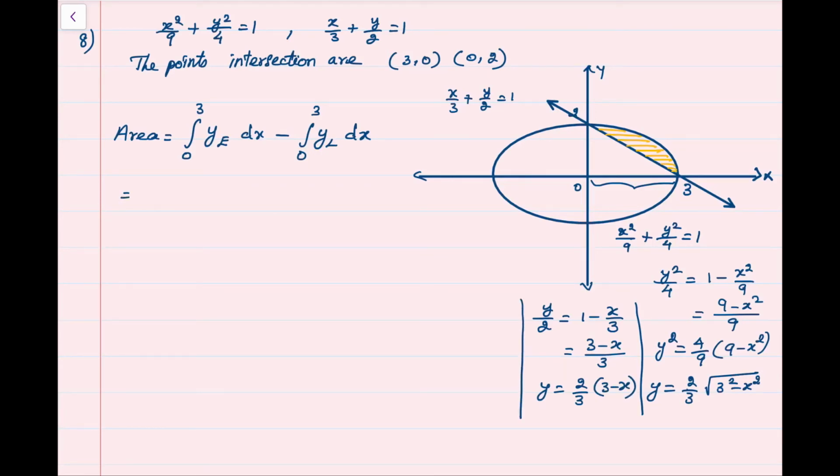Therefore, the area is integral 0 to 3 of y from the ellipse equation, 2 by 3 times root of 3 square minus x square dx, minus integral 0 to 3 of y from the line equation, 2 by 3 times 3 minus x times dx.